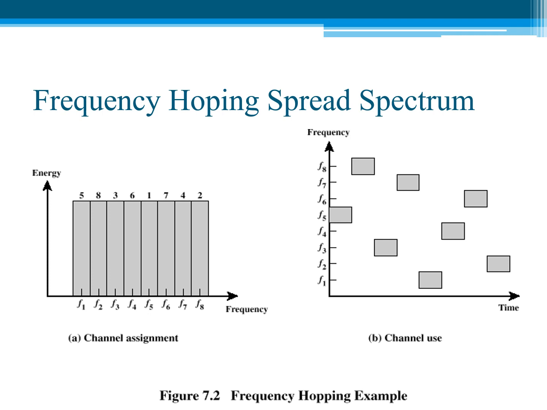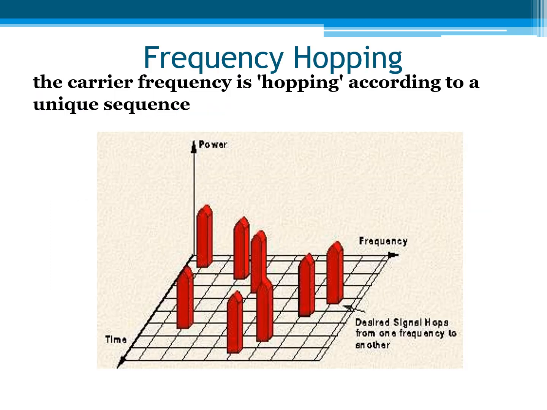Next we have fast frequency hopping. Here several frequency hops take place to transmit one symbol. Then it is called fast frequency hopping. Here several hops will be equal to one symbol transmitted. Here, this is the frequency of this spectrum. Here, this is the channel assignment and this is the channel usage. Next, the carrier frequency is hopping according to the unique sequence.